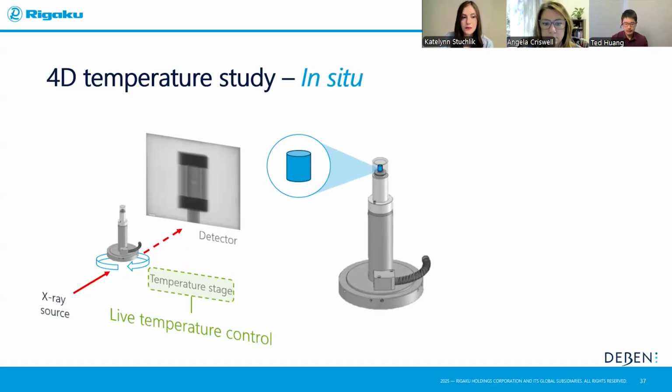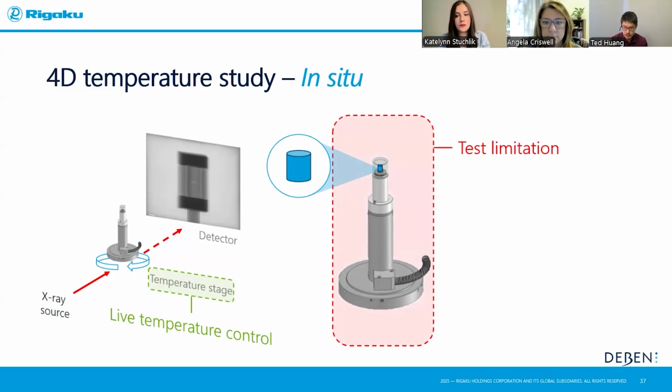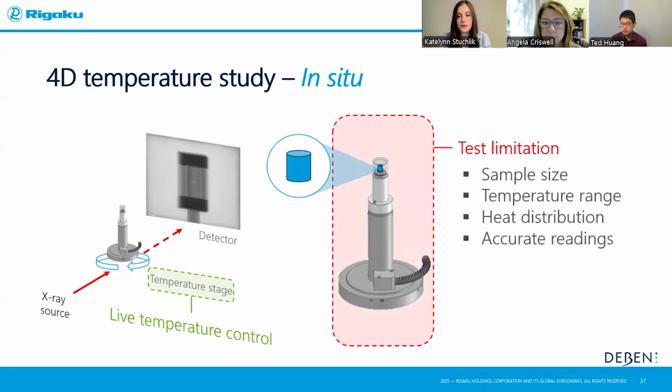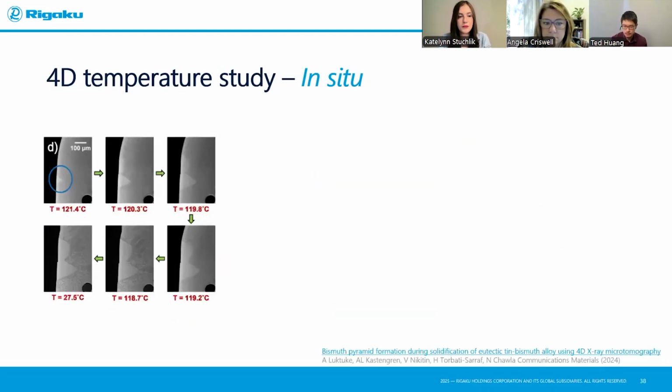Advantage is you have live temperature control. You just do the temperature control inside your CT, so you don't have to worry about the lag in between your temperature treatment. The limitation is still at your stage, your sample size, temperature range, heat distribution, and how accurate the reading is that's telling you the temperature of your sample.